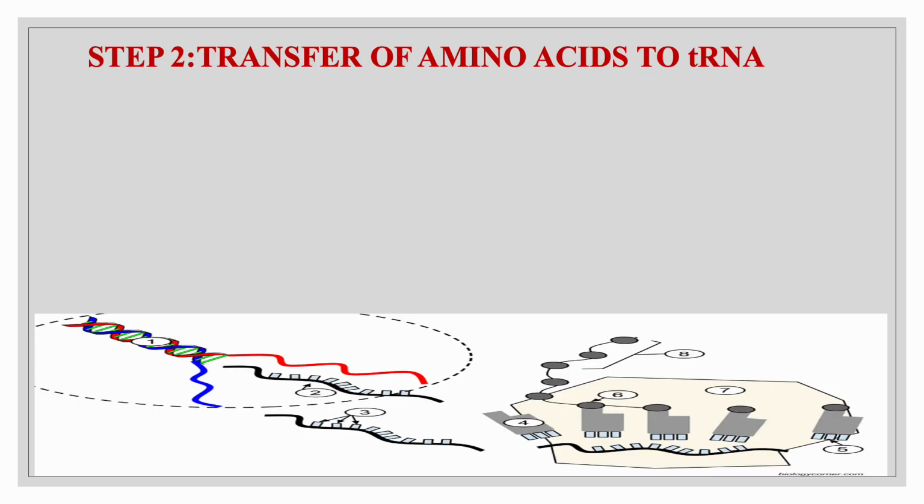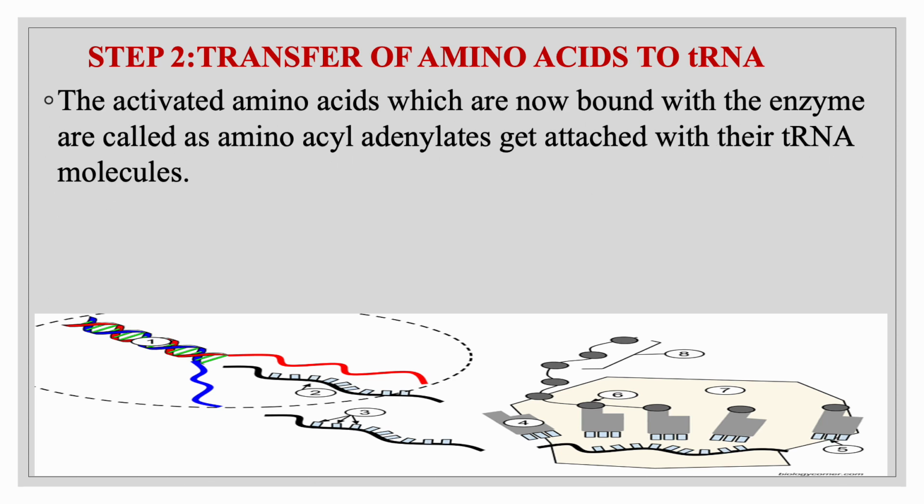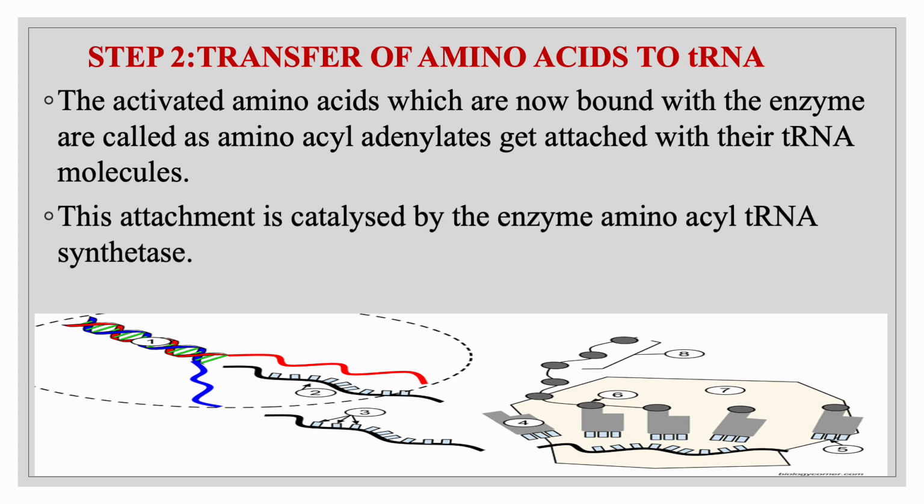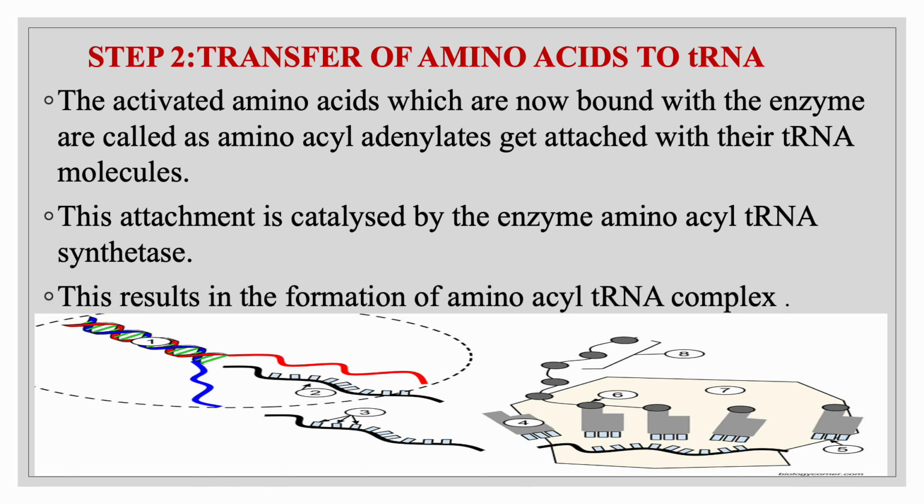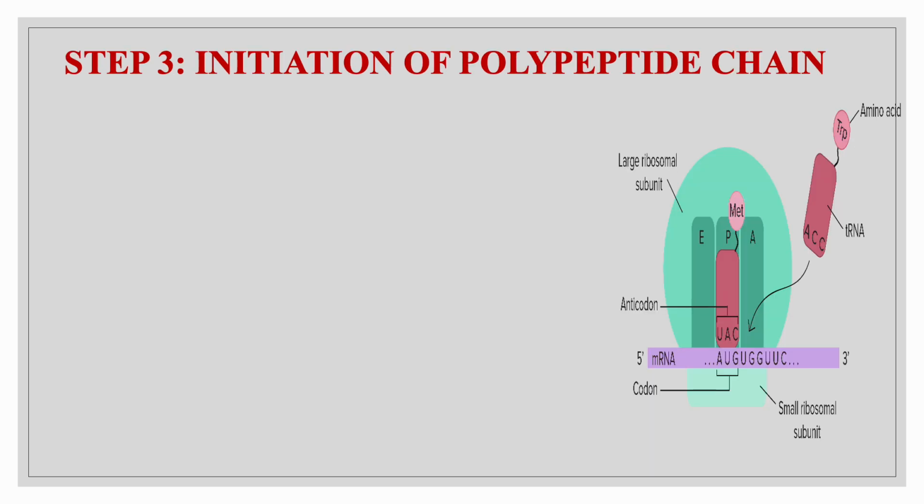The second step is the transfer of the activated amino acids to the tRNA. The activated amino acids, which are now bound with the enzyme and are called amino acyl adenylates, get attached to their tRNA molecules. This attachment is catalyzed by the enzyme amino acyl tRNA synthetase. This results in the formation of the amino acyl tRNA complex.